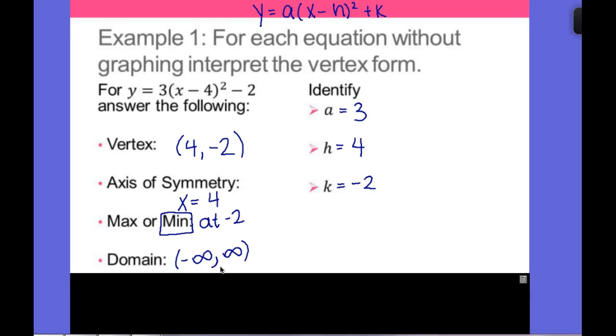The domain of a quadratic is always all reals, because the graph continues infinitely in the positive or negative direction on x. So again, the graph has a domain of all reals.